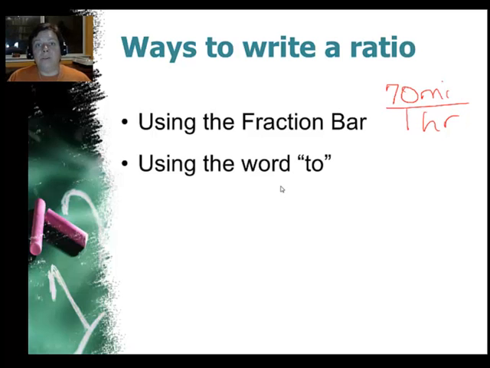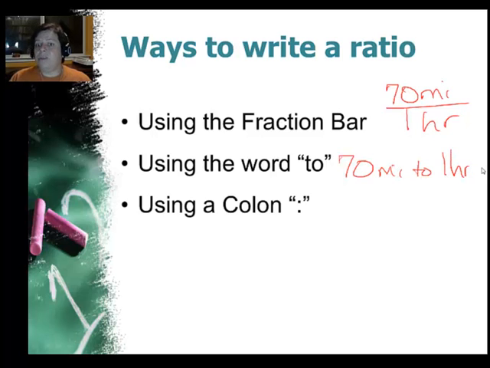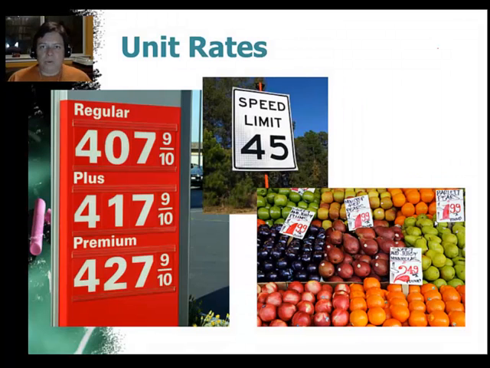Then I can also use the word to. So I can say 70 miles to 1 hour. And finally, the third way I can write it is using a colon. 70 miles to 1 hour. Then, this is a special type of ratio, actually. You notice how the second part of the ratio has a value of 1. Those special ratios are called unit rates.